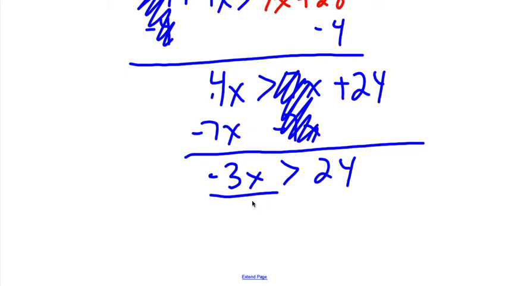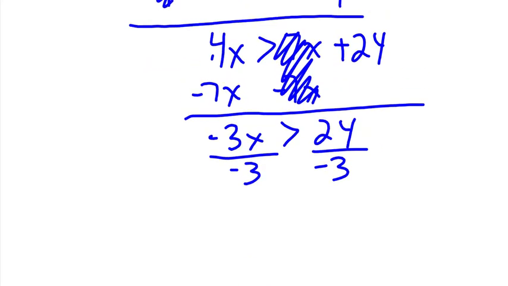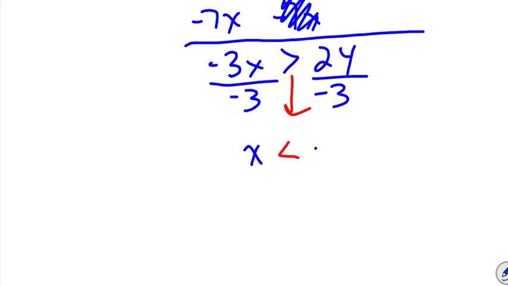Last step, now we are separating the number from the x, which requires us to divide. So we're going to divide both sides by negative 3. And now we're ready. Oops, I guess I should divide that first, and then we'll be ready for our number line. So we end up with x. We just divided by a negative, so we need to flip our inequality. 24 divided by negative 3 is negative 8.